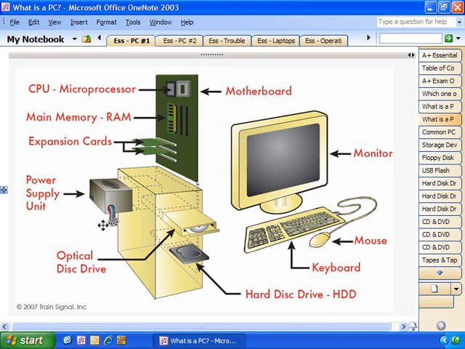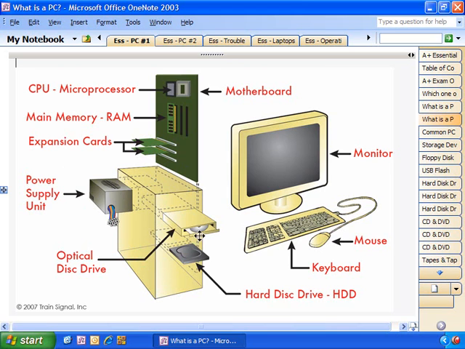Then there's the power supply. This is the power supply here. Slides in and goes in right there. This is what converts the AC power from your electrical outlet, it plugs into the electrical outlet out the back here, into DC power and powers all the components inside the computer.